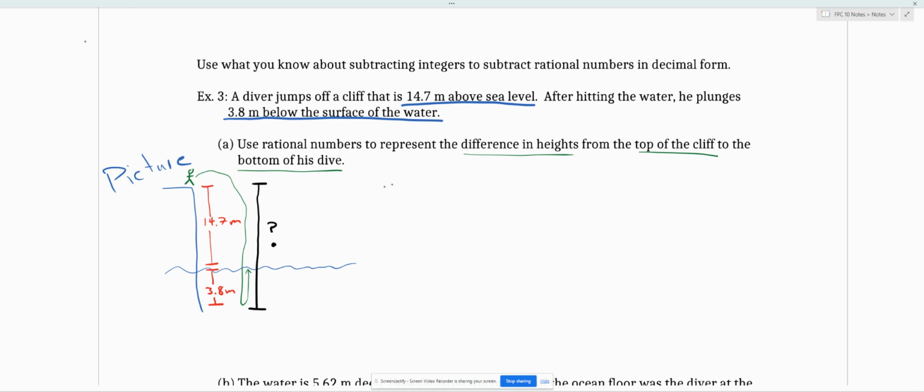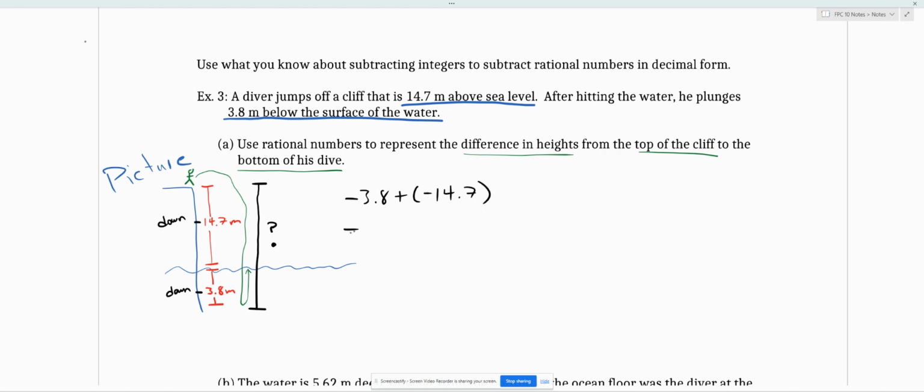Now when it says to represent the difference in the heights, well, because we're going down, the difference is going to be negative. So I know that's a bit strange. Both of these we want to represent as negative numbers because I'm going down. So we're talking about height. The way to think about it is we have negative 3.8, and then I'm going to add more negative height. We have negative 14.7.